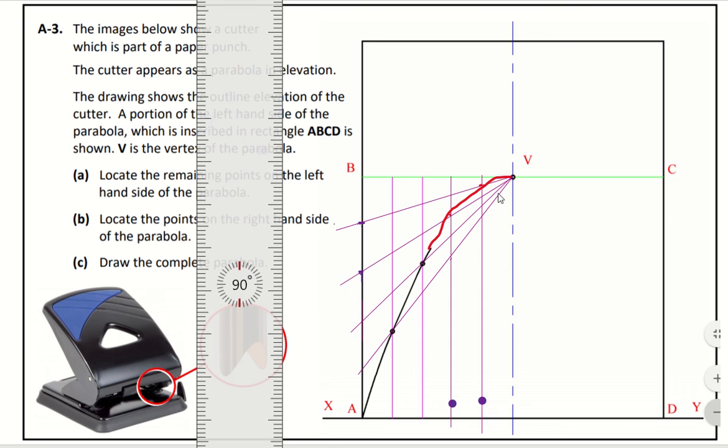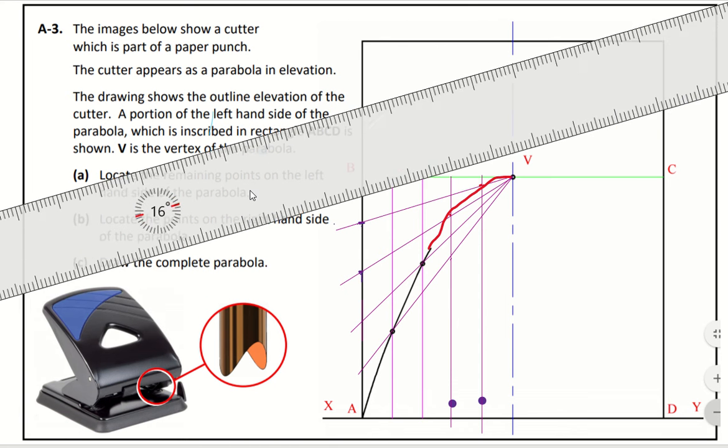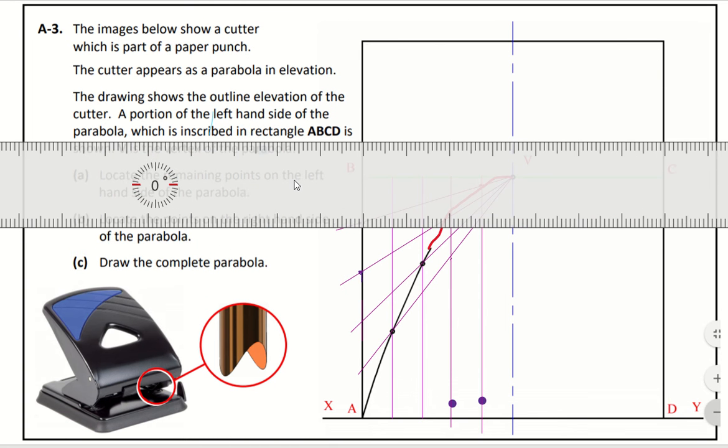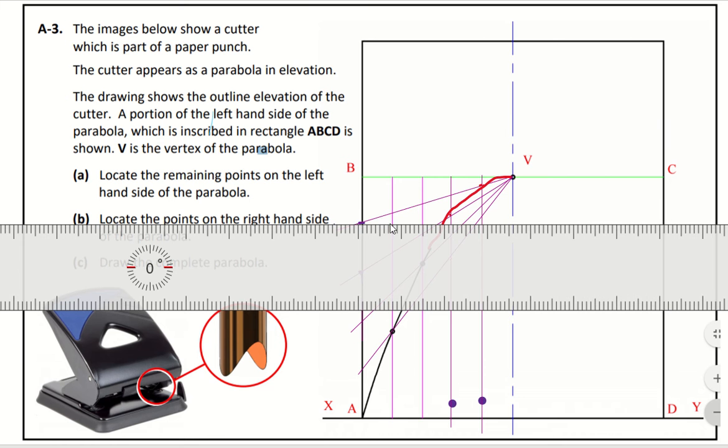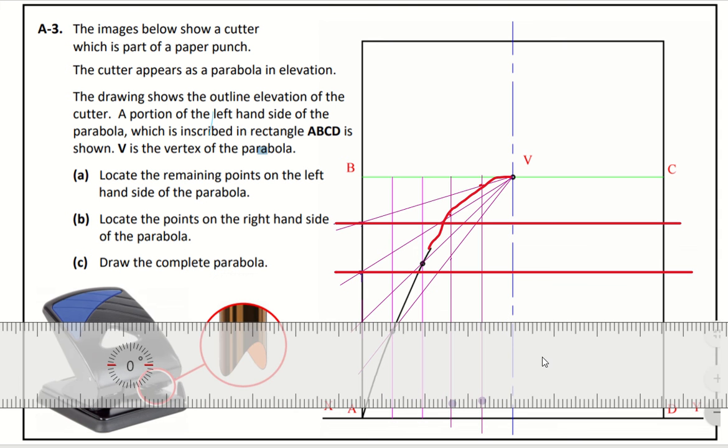Now, how do we go about getting this over here? Very simple. We could do it a number of different ways, but the best way probably to do it is to get your T-square, line up on the board so that that's perfect, and then just basically draw a line through that point straight across. Because it's going to be the exact same on the left as it is on the right. Okay, draw a line straight across.